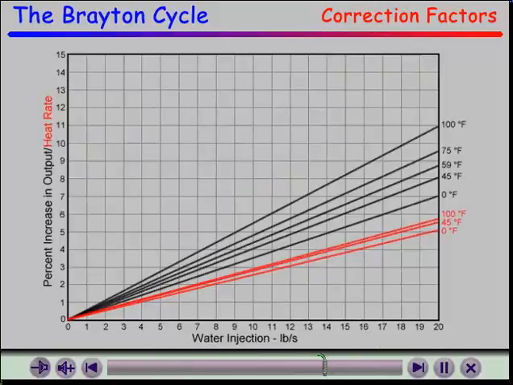Water or steam is sometimes injected at the compressor inlet or into the combustion system to increase power and decrease emissions. The effect of water injection on output and heat rate can be seen here. Water injection increases the mass flow through the gas turbine, so power output increases. This increase in mass flow requires more fuel for the combustion process. Therefore, the heat rate increases as well. Keep in mind that these correction curves are for a particular make and model of gas turbine.